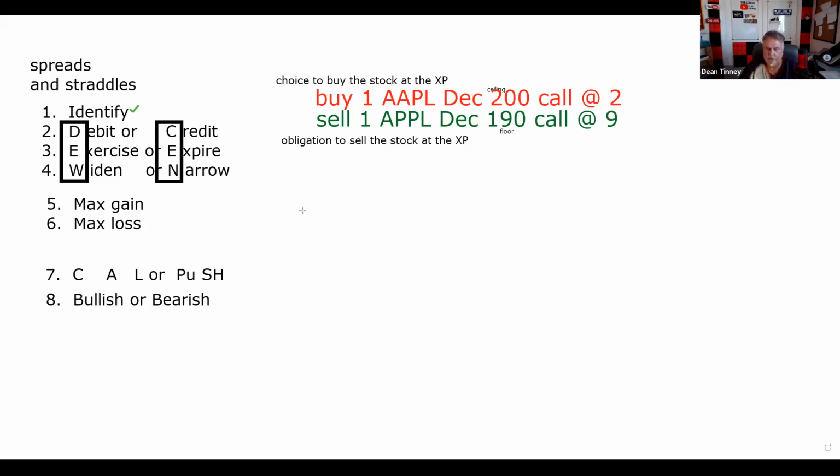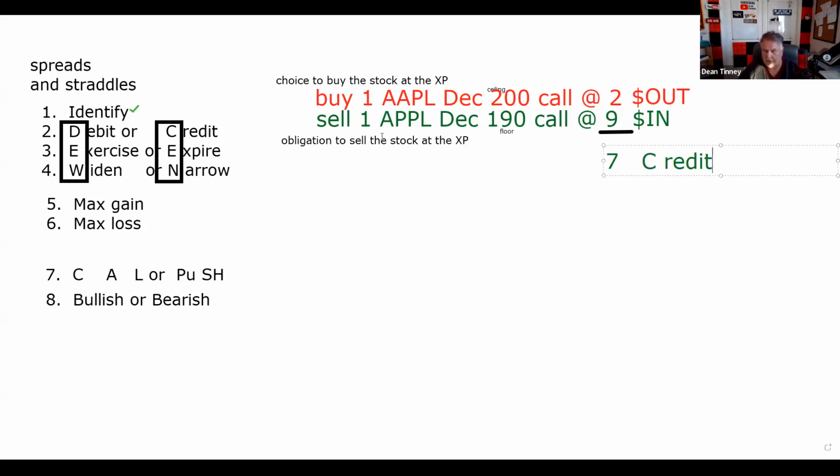And what we're spreading is the difference in the premium. So what I'm going to do to figure that out is I'm going to net the premiums. And so I paid 2, so that's dollars out. Some people use pluses or minuses. I like to use dollars out versus dollars in. And this is dollars in. And now I have established that this is a credit spread. It's a credit spread because we have more money in than money out. We have established that this is a 7-point credit spread.